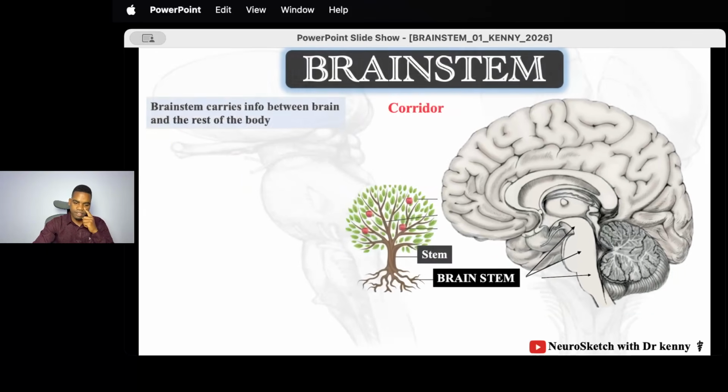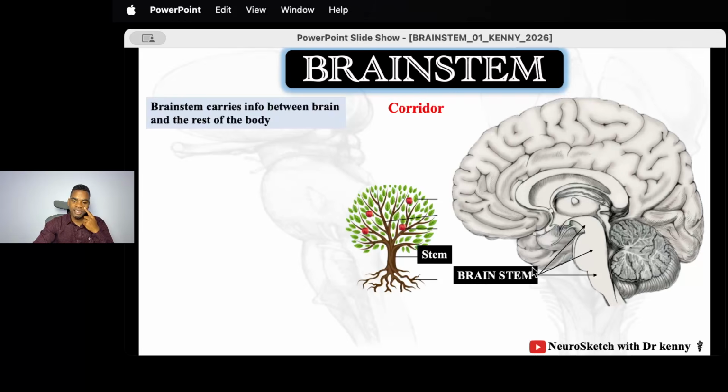Okay, so the brainstem is our topic of discussion today, and the word brainstem is like the stem of the brain. Remember, this is a tree, and the tree has a stem. What is the function of the stem of the tree? It connects the upper part of the tree and the roots. It anchors the upper part of the tree to the roots, and of course it also transmits materials between the roots and the upper part of the tree. The same applies to the brainstem.